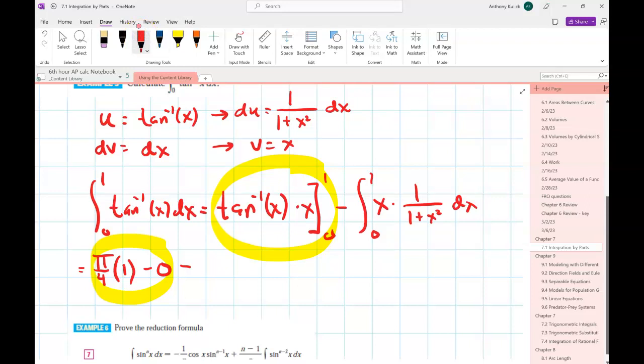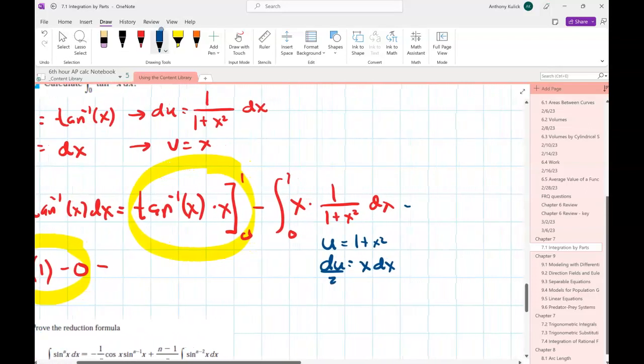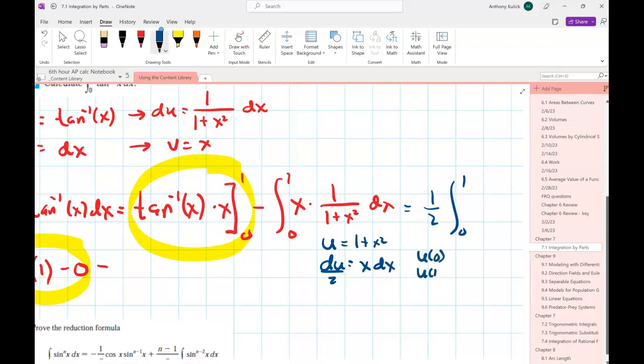Okay, how am I going to integrate x times 1 over 1 plus x squared? I am going to say u sub. Great. What's my u going to be? 1 plus x squared. So du over 2 is going to equal x dx. Well, I might as well do this right now, right? u of 0, u of 1. So that's going to be 1 over u du.